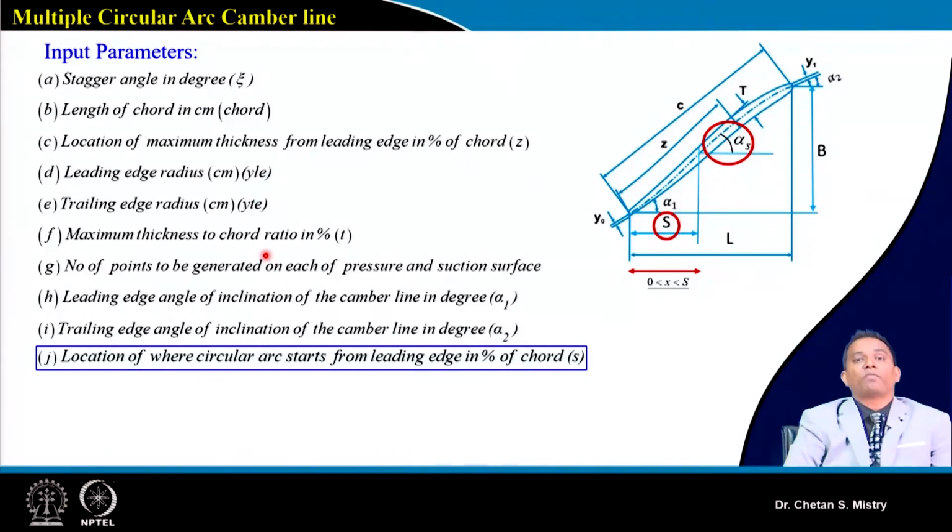Now in order to develop this multiple circular arc camber line, the additional parameter we are looking for is a location from where the arc will start. As I told, for development of a multiple circular arc aerofoil, many people are considering two circular arcs, an initial circular arc and a second circular arc, and based on that they are developing their multiple circular arc camber line. This is one of the methods we have discussed. We will have a straight line, followed by the curvature, or we can say followed by a circular camber line.